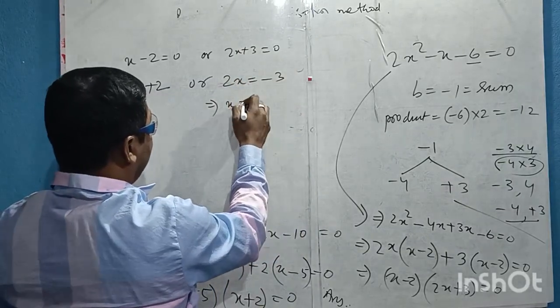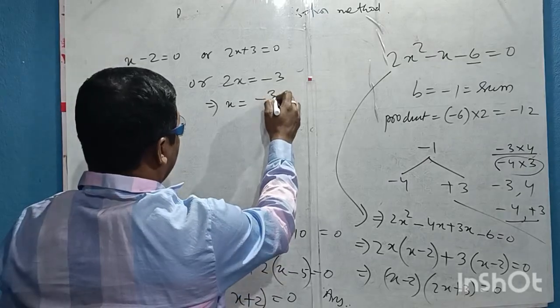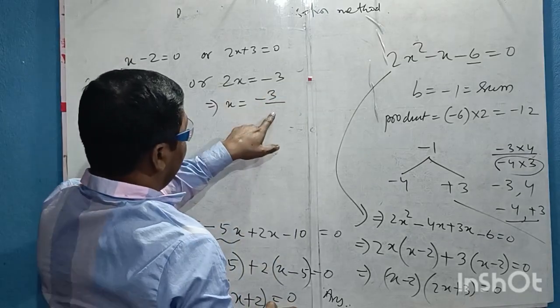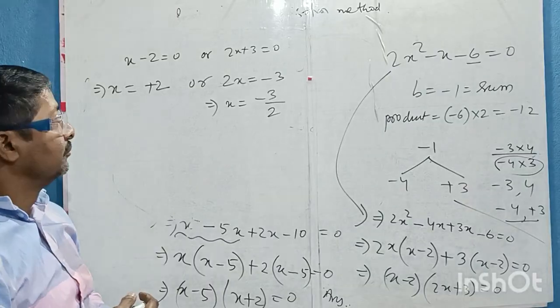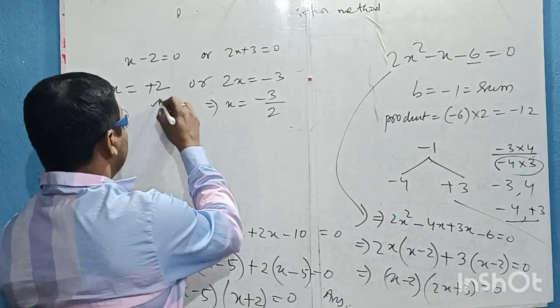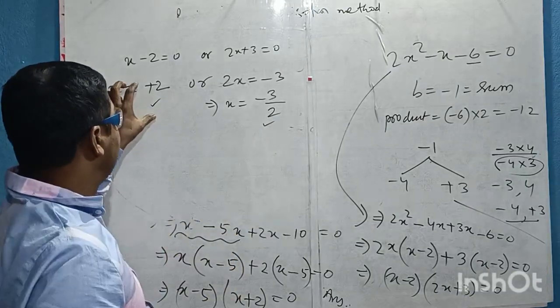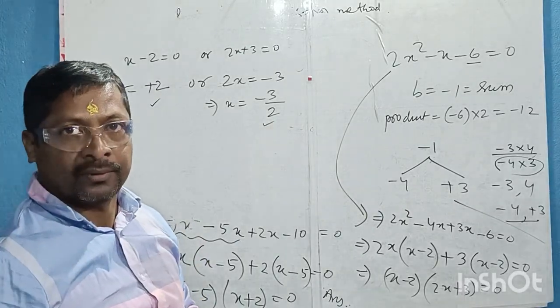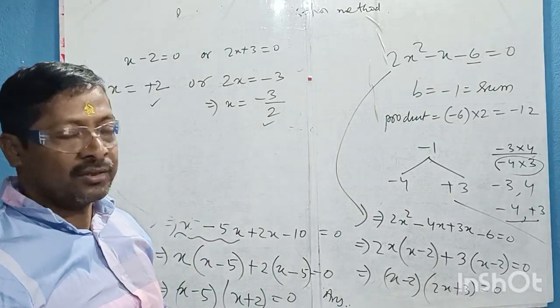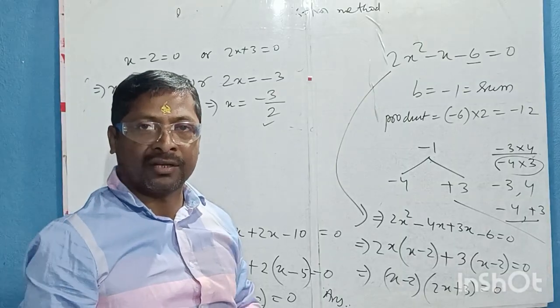Now x will be: 2 into x, so the 2 will go to the denominator, minus 3 by 2. So this is one answer, this is one answer. These are the two roots. Roots are plus 2 and minus 3 by 2. Okay. For this video, this is the ending. Thank you.